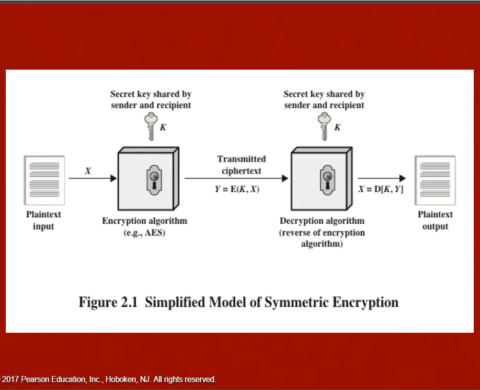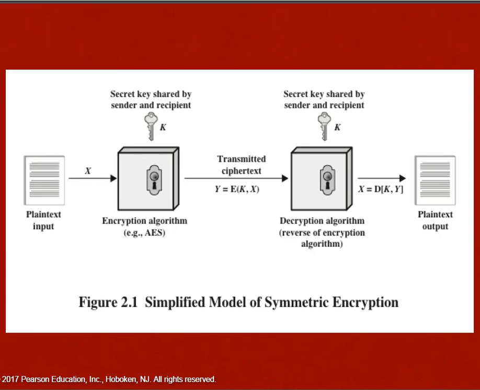The exact substitutions and transformations performed by the algorithm depend on the key itself, so how you have defined the key. The next ingredient is the ciphertext, right? This is the scrambled message. It is produced as an output and depends on the plaintext and the secret key. Both of these are used by the encryption algorithm, and we get the ciphertext out of the algorithm.